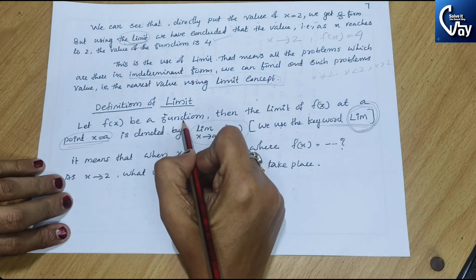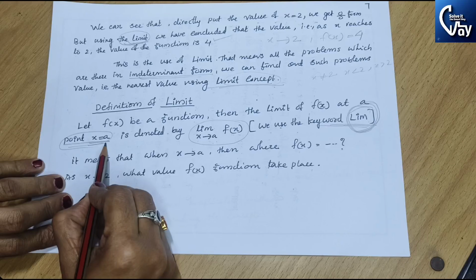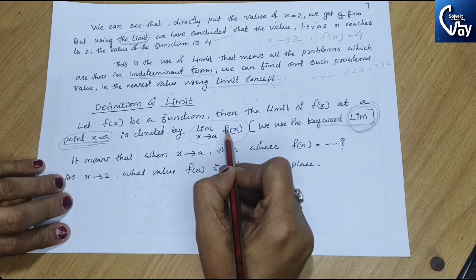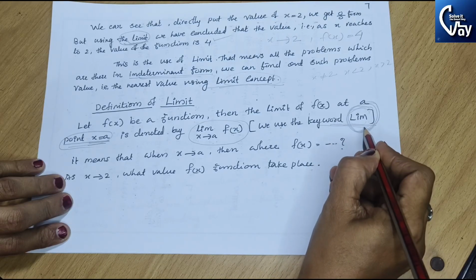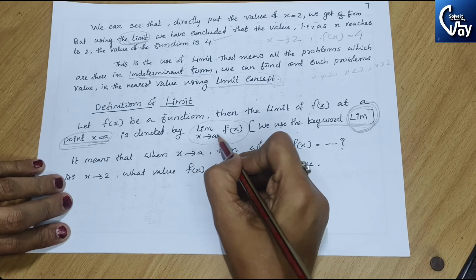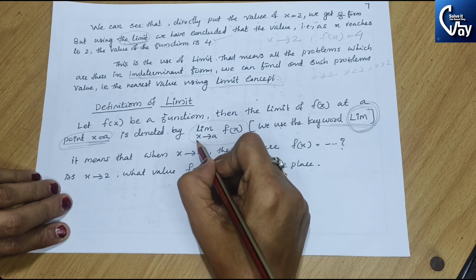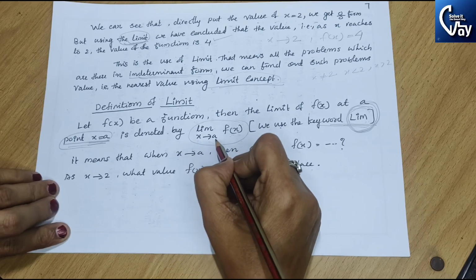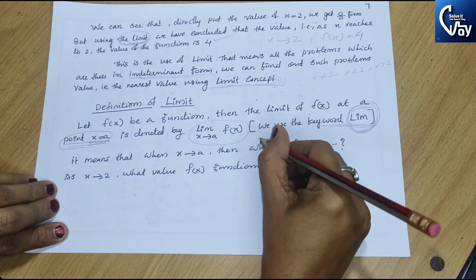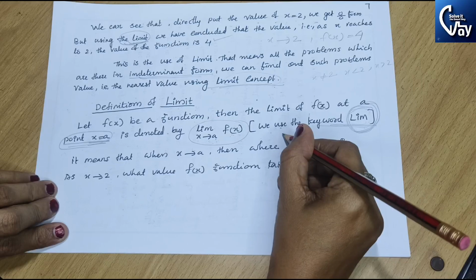Now, the definition of limit. Let f of x be a function, then the limit of f of x at the point x equal to a is denoted by limit x approaching a of f of x. We use the keyword lim for limit. That is, lim x tends to a of f of x. X tends to a means x approaching a from the LHS or from the RHS, but not x equal to a.